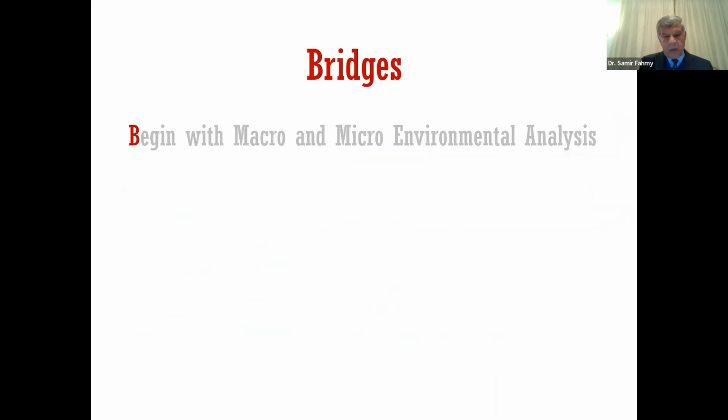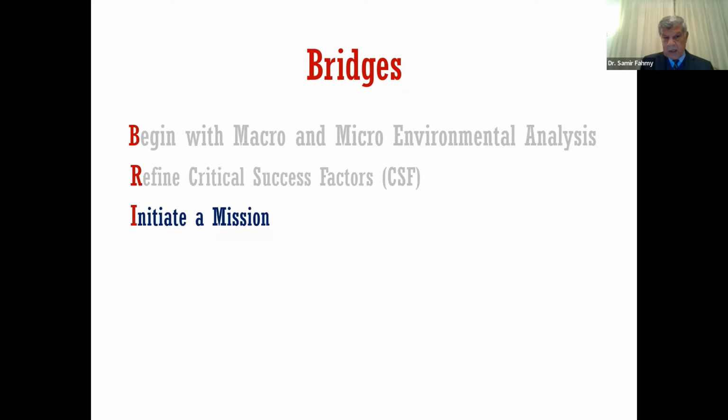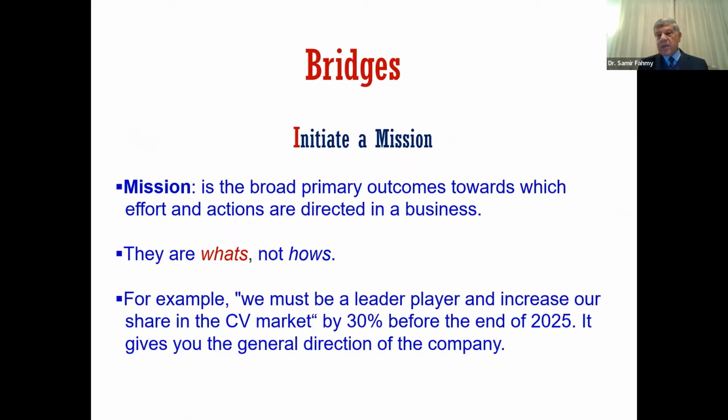So we already marked with red color the critical success factor. And then we go to initiate a mission. The mission is usually very important when you go to the level of a big company, looking forward 3, 4, 5 years, where we would like to be after 5 years, for instance. So it's the broad what is to be accomplished in the longer term.